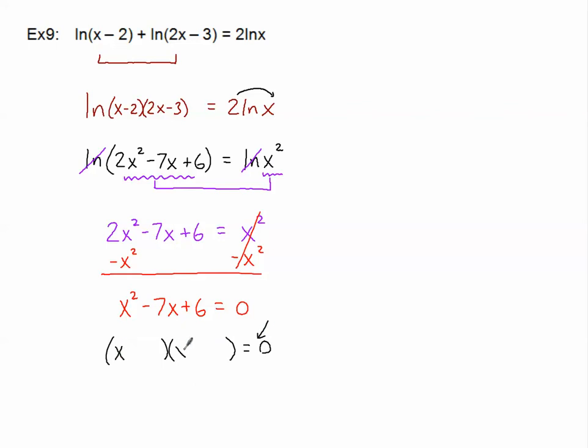X times x is the only way to get x squared. I've got 1 times 6, but I also have 2 times 3. So I'm looking at this middle number of 7, and that's a dead giveaway that it's probably going to be the 1 and the 6. I know that both my signs need to be the same. This time they also need to both be negative. So it looks like I have my two solutions. This factor is going to give me x equals 1, and this factor is going to give me x equals 6. And you'd think we'd be finished.